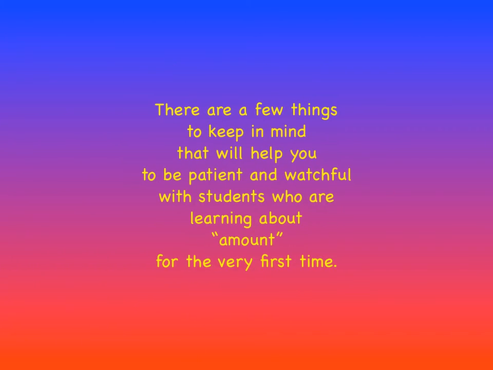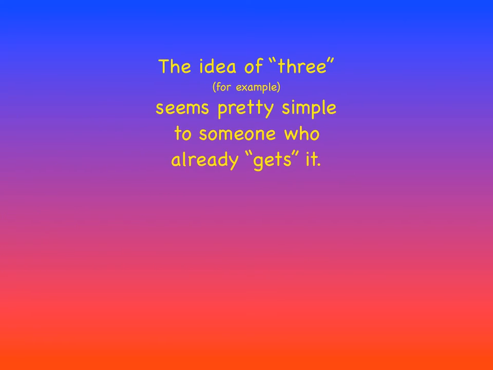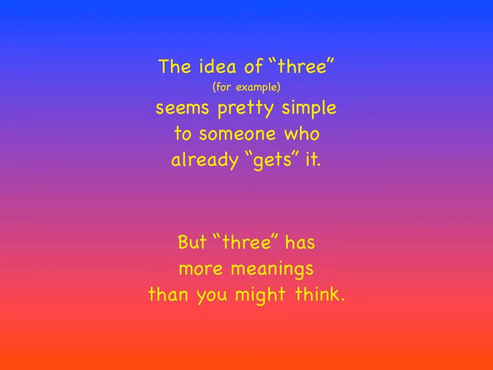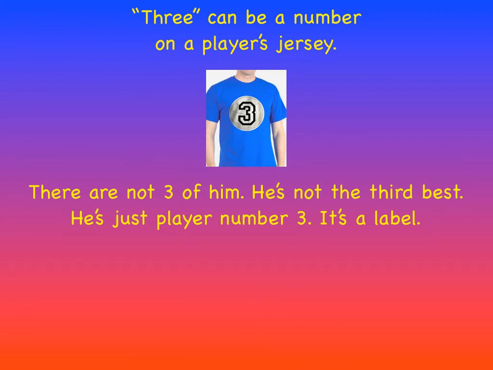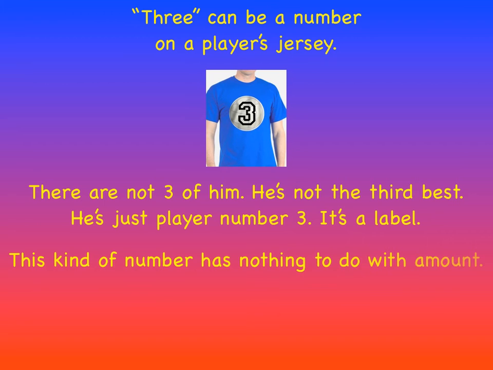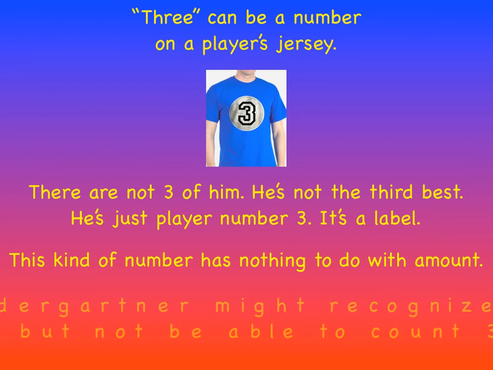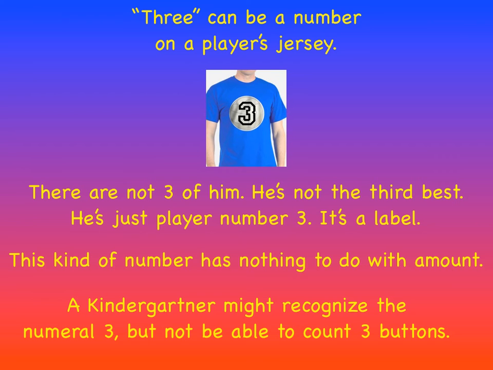There are a few things to keep in mind that will help you to be patient and watchful with students who are learning about amount for the very first time. The idea of 3, for example, seems pretty simple to someone who already gets it, but 3 has more meanings than you might think. 3 can be a number on a player's jersey. There are not 3 of him. He's not the third best. He's just player number 3. It's a label. This kind of number has nothing to do with amount. A kindergartner might recognize the numeral 3, but not be able to count 3 buttons.